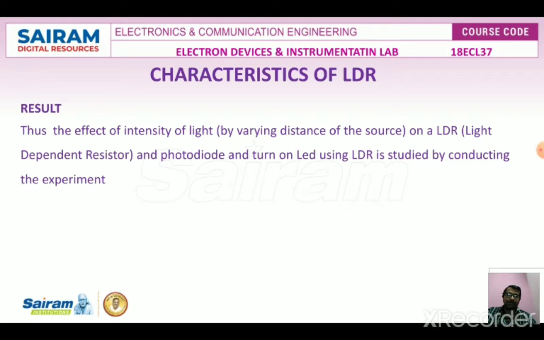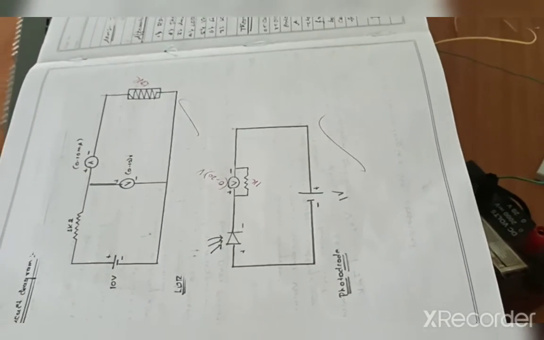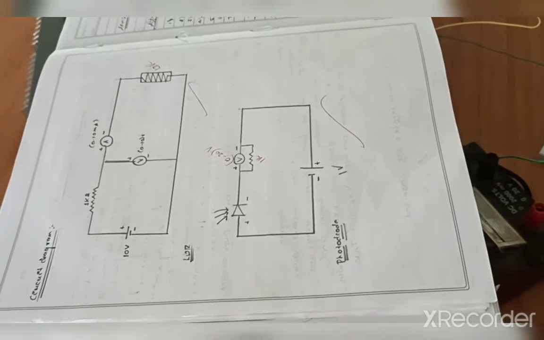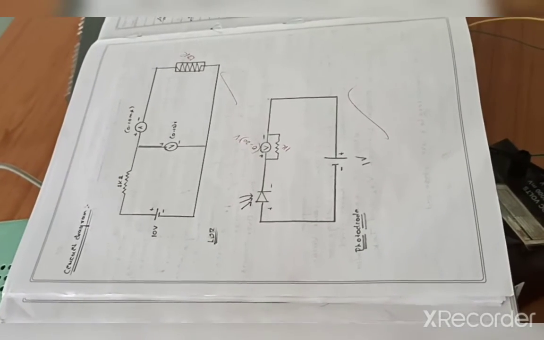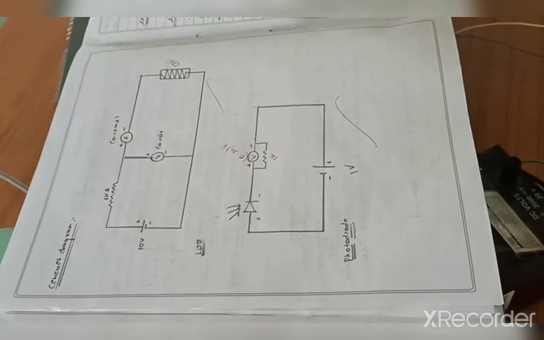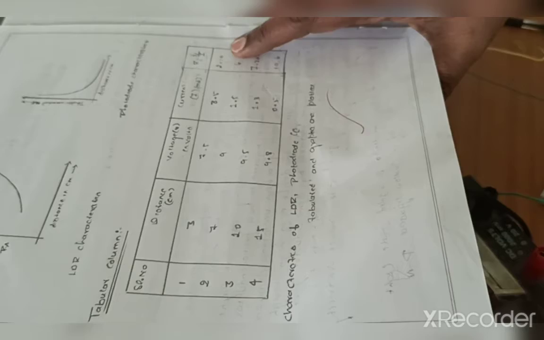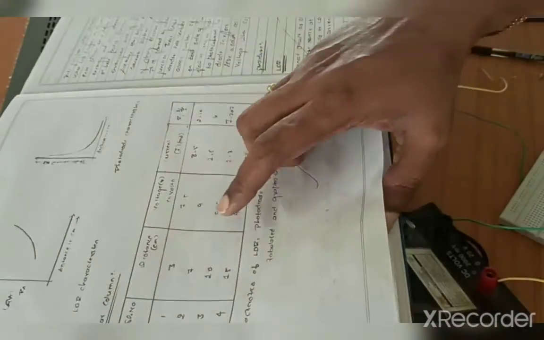And the next one is positive clamping. In positive clamping, the function generator input signal is connected to the capacitor, and the other end of the capacitor is connected to the diode anode, and the diode cathode is connected to the biasing circuit. The resistance is connected parallel to the diode and the output is taken.